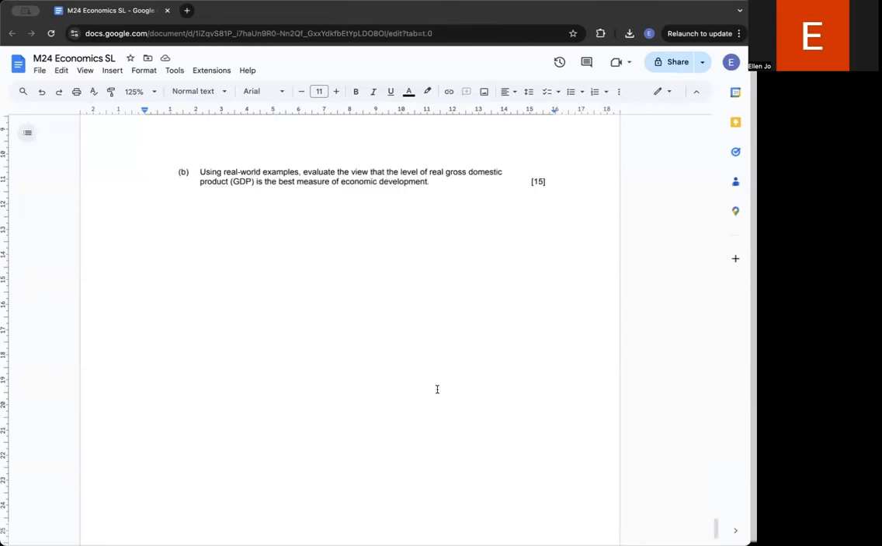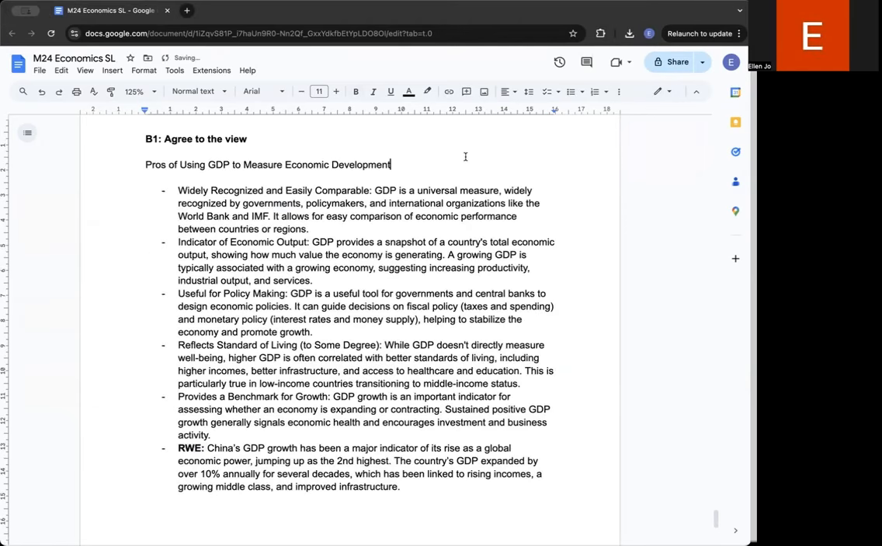Next, question B. Using real-world examples, evaluate the view that the level of real GDP is the best measure of economic development. You can start your introduction with the definitions of GDP, real GDP, and economic development. First, in body one, the discussion can present a few ideas that agree with the view. It should be about the pros of using GDP to measure economic development.